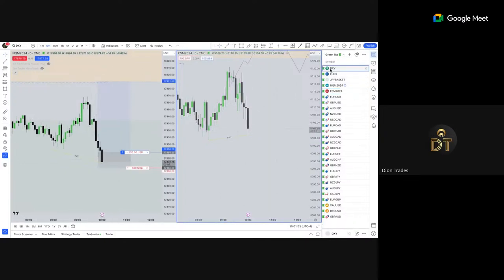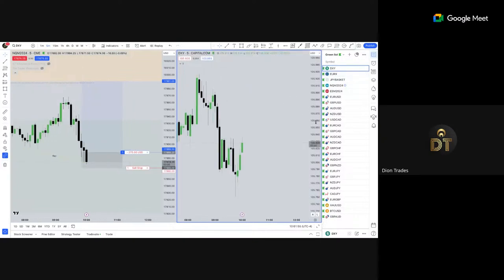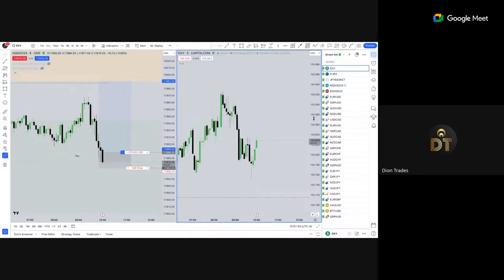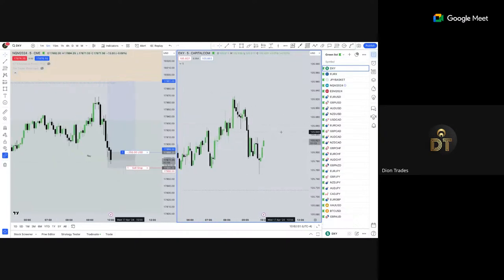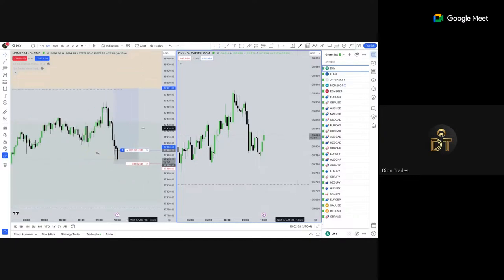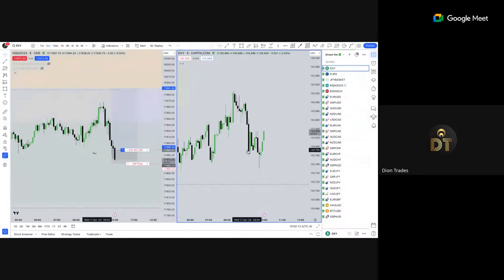Take a look at some other pairs. DXY is going up. That's not good for NQ, as it's inversely correlated. So I think we will see the run towards the daily void at another time. Let's move up right now.